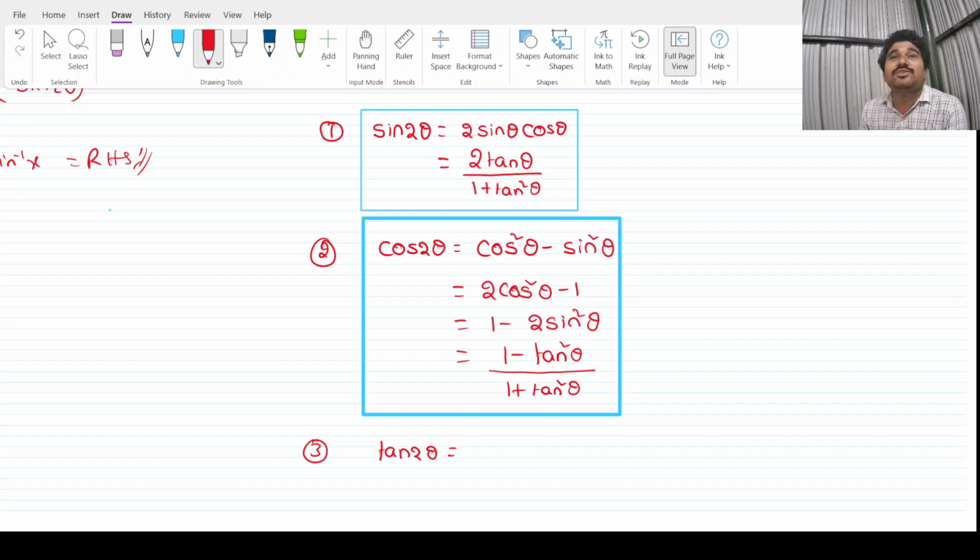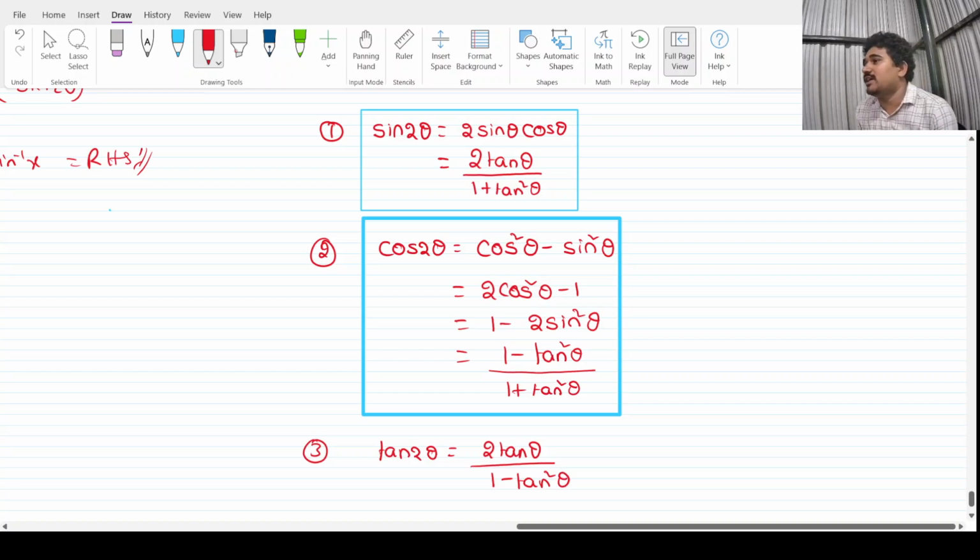Okay. Tan 2 theta formula is 2 tan theta by 1 minus tan square theta. 2 tan theta by 1 minus tan square theta. This is one of the formulas which you need to know.